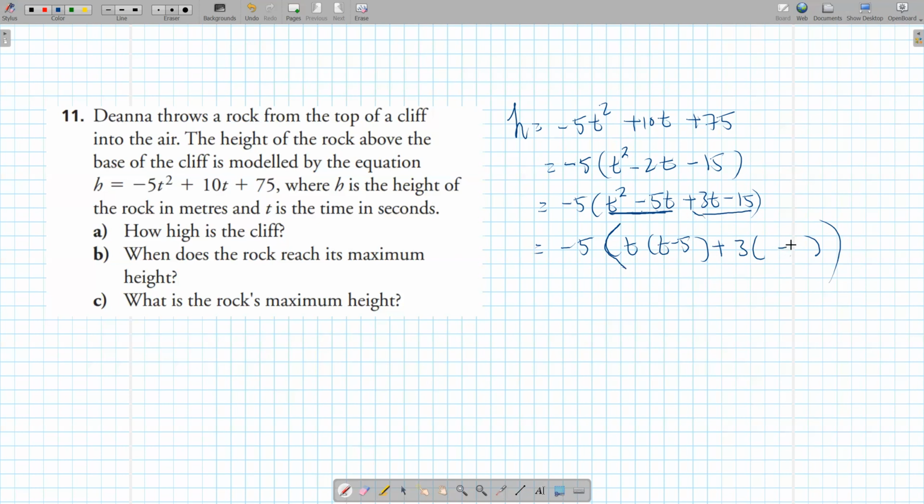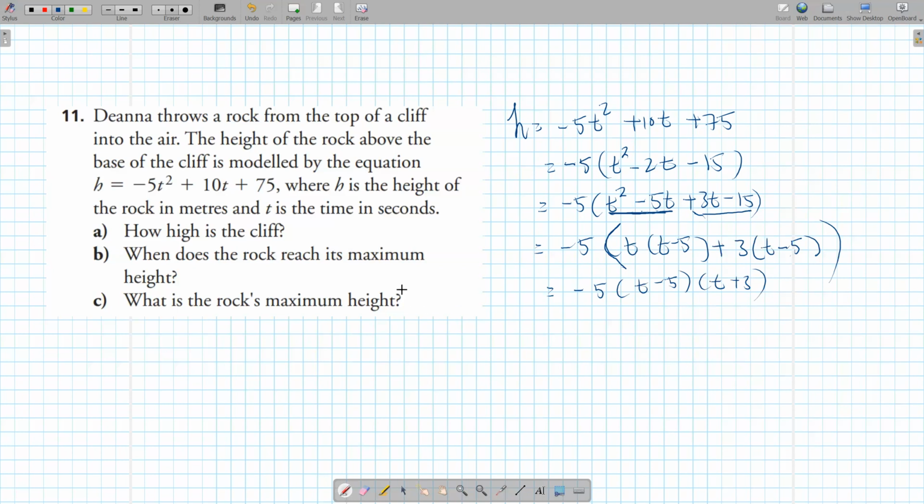-5. There will be a -5, yes, but we're pulling 3 out from 3t as well. It's going to be t minus 5. Does that make sense? And now we can finally put it all together. We can pull out the t minus 5, and then we'll end up with t plus 3. And there we go. It's factored now, okay?